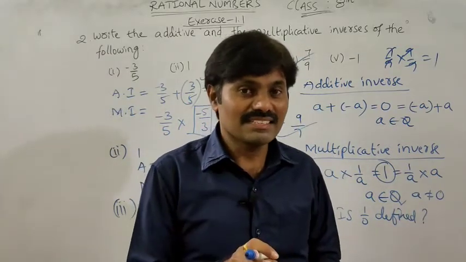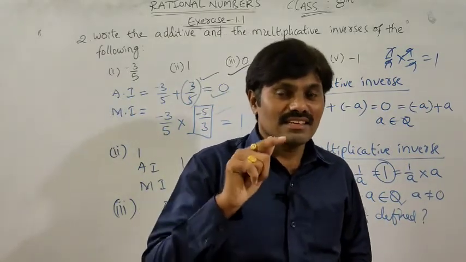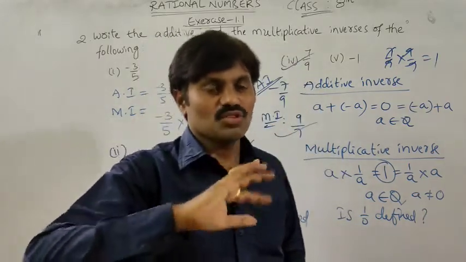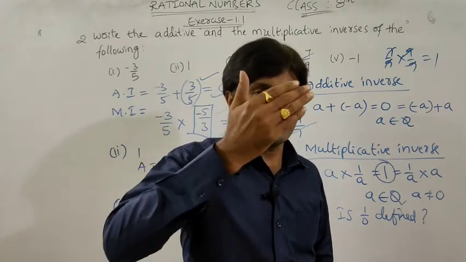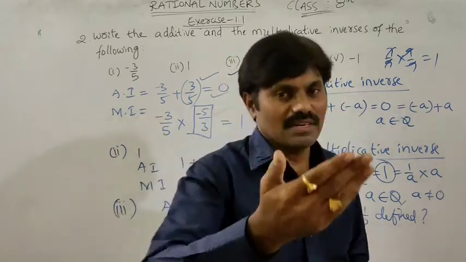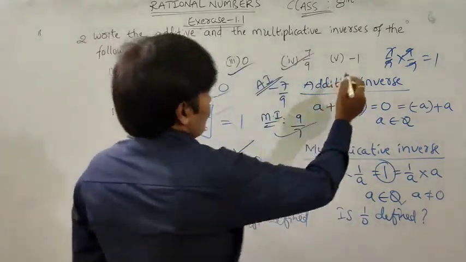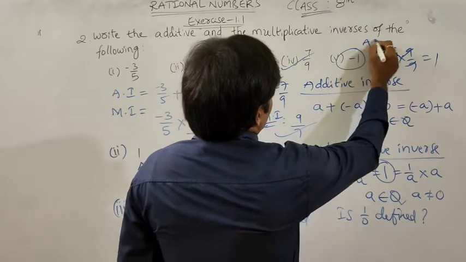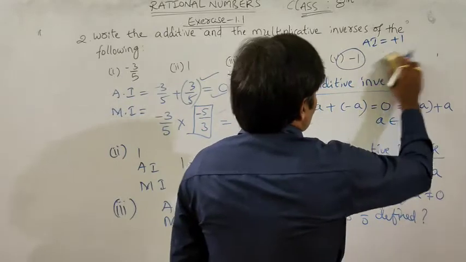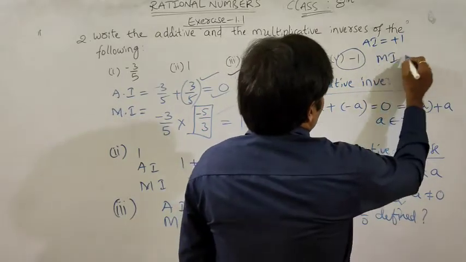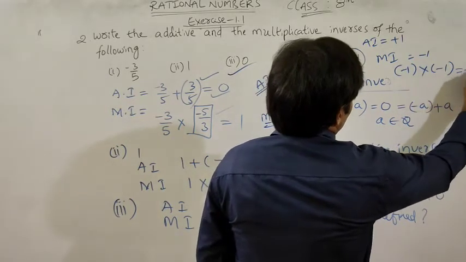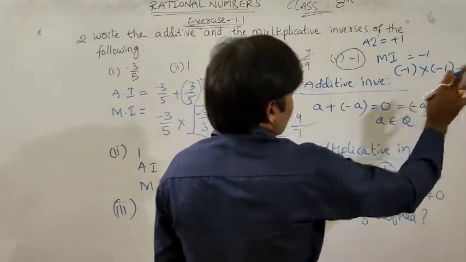But where is the change? There is a change in numerator and denominator. Just interchange the places of the numerator and denominator. Numerator becomes denominator, denominator becomes numerator. Okay, clear? So what is the additive inverse of minus 1? Yes, the additive inverse of minus 1 is plus 1. And the multiplicative inverse of minus 1 is minus 1 itself, because minus 1 into minus 1, then only we will get plus 1. Minus into minus, plus; 1 into 1, 1.